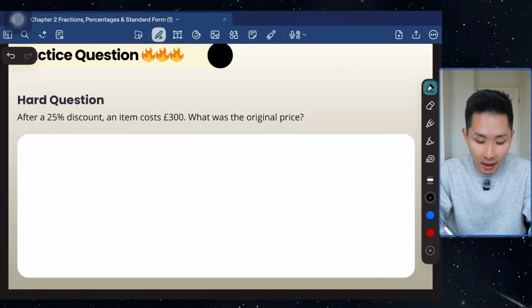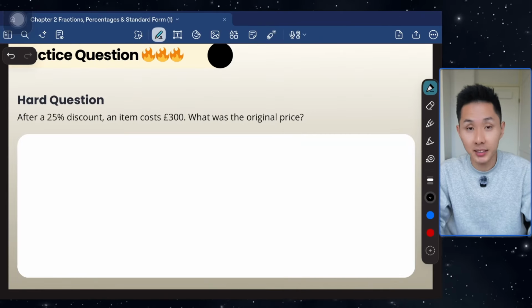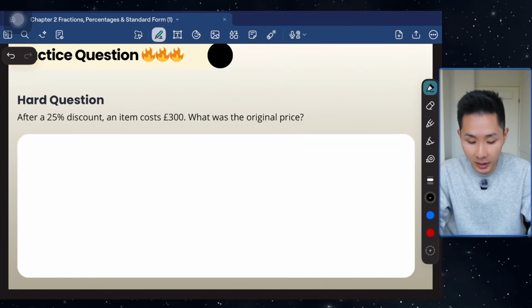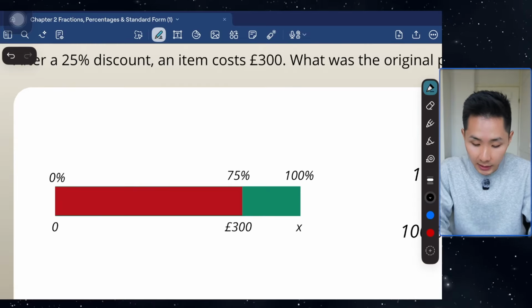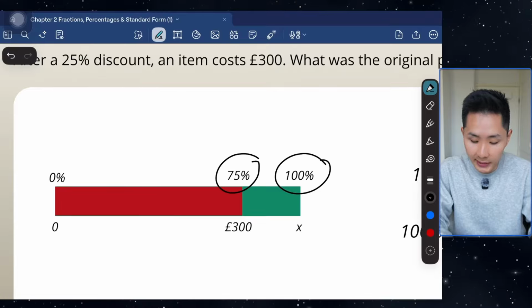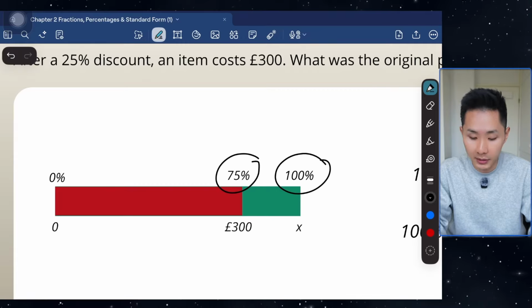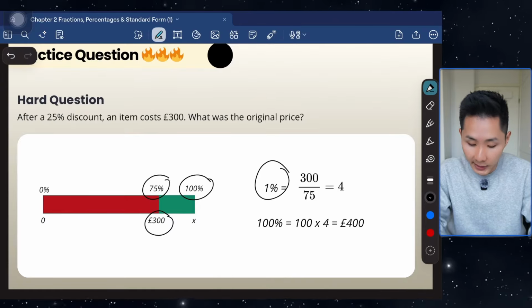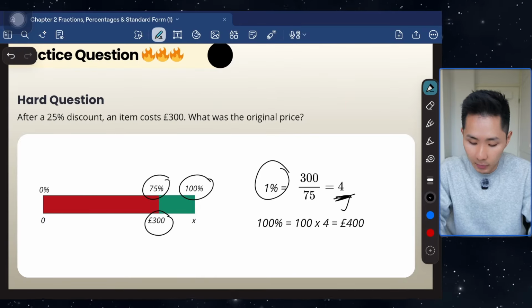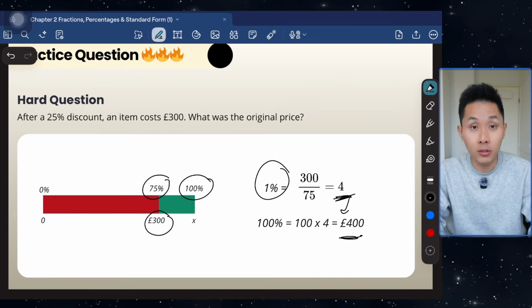So, a hard question: after a 25% discount, an item costs £300. What was the original price? In this case, I'm going to use the bar model method. Initially, it was 100%, but we are only paying 75% of the price because we have a discount. That's 300. So you can calculate the value of 1% and then multiply that answer by 100, and you would get the original price.